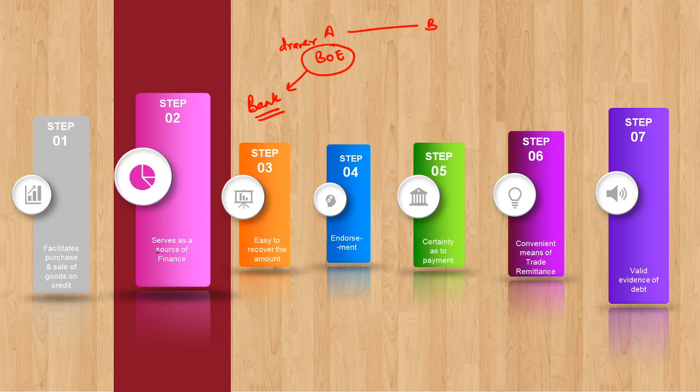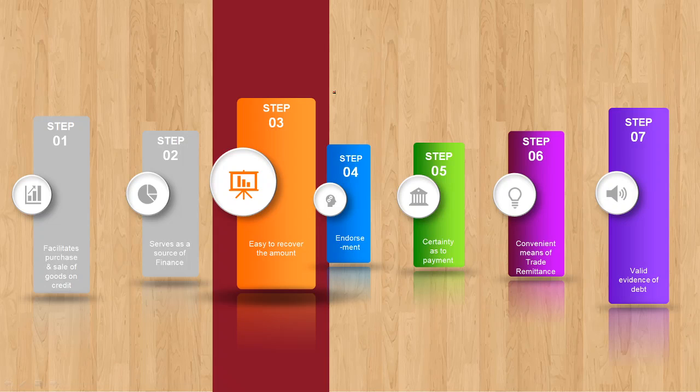So that is why we say it serves as a source of finance. Because the amount of the bill is 1000 rupees, let's say, payable after 3 months, A can get the amount from the bank before the date of maturity. On the date of maturity, B can make the payment to whom? To the bank.